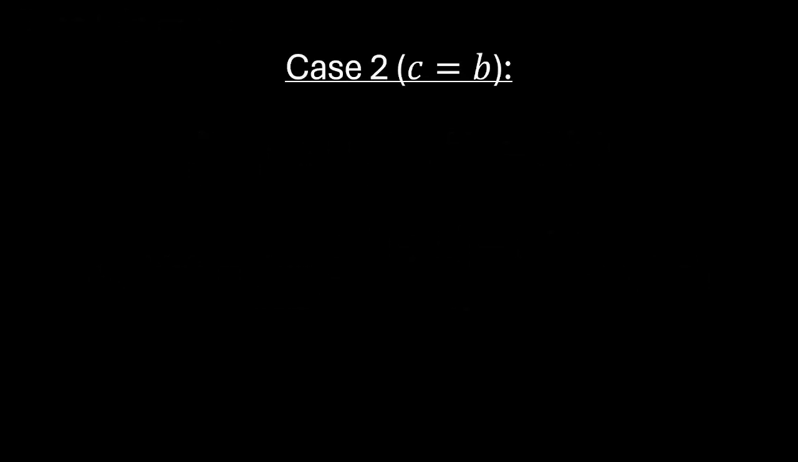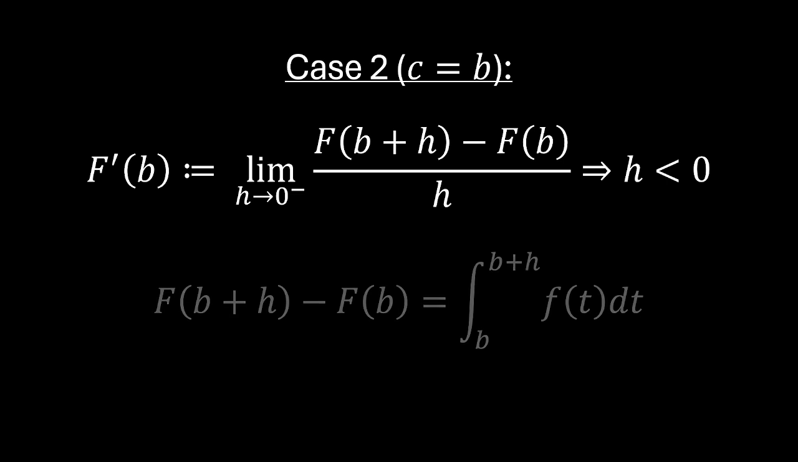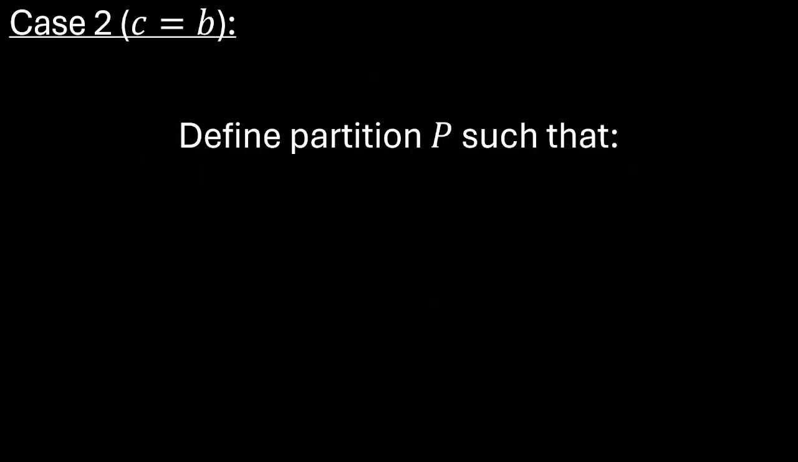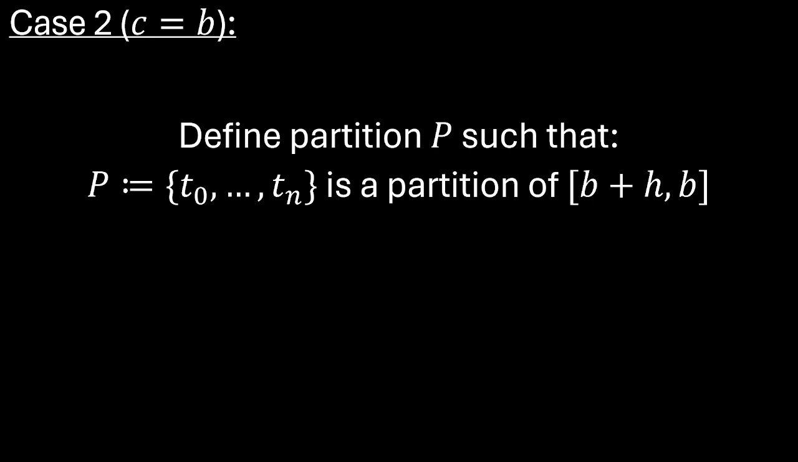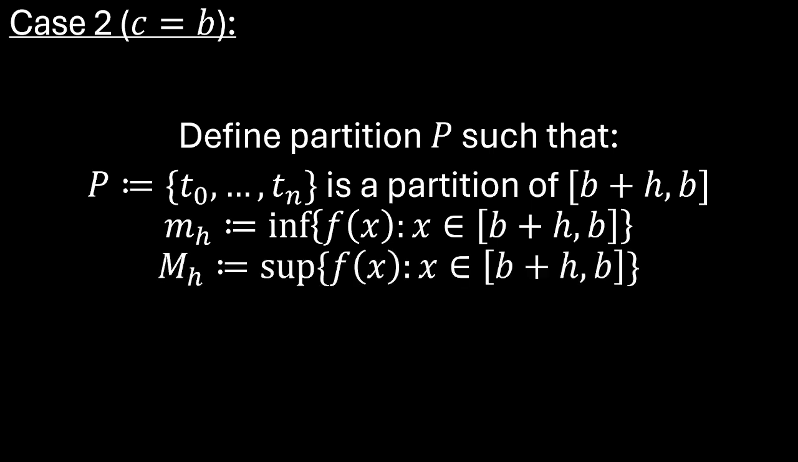So now let's look at case 2, when c is equal to b. This is defined quite similarly, but instead of the right-handed derivative, we're looking at the left-handed derivative, since the interval isn't defined for anything greater than b. So of course, h is less than 0 in this case, and we're going to find capital F the exact same way as we did before, with that integral there. We're going to find the exact same partition, but the partition is now of the interval [b + h, b], knowing that b + h is on the left because h is less than 0. So we define m_h and M_h similarly, but with that same interval we just described.